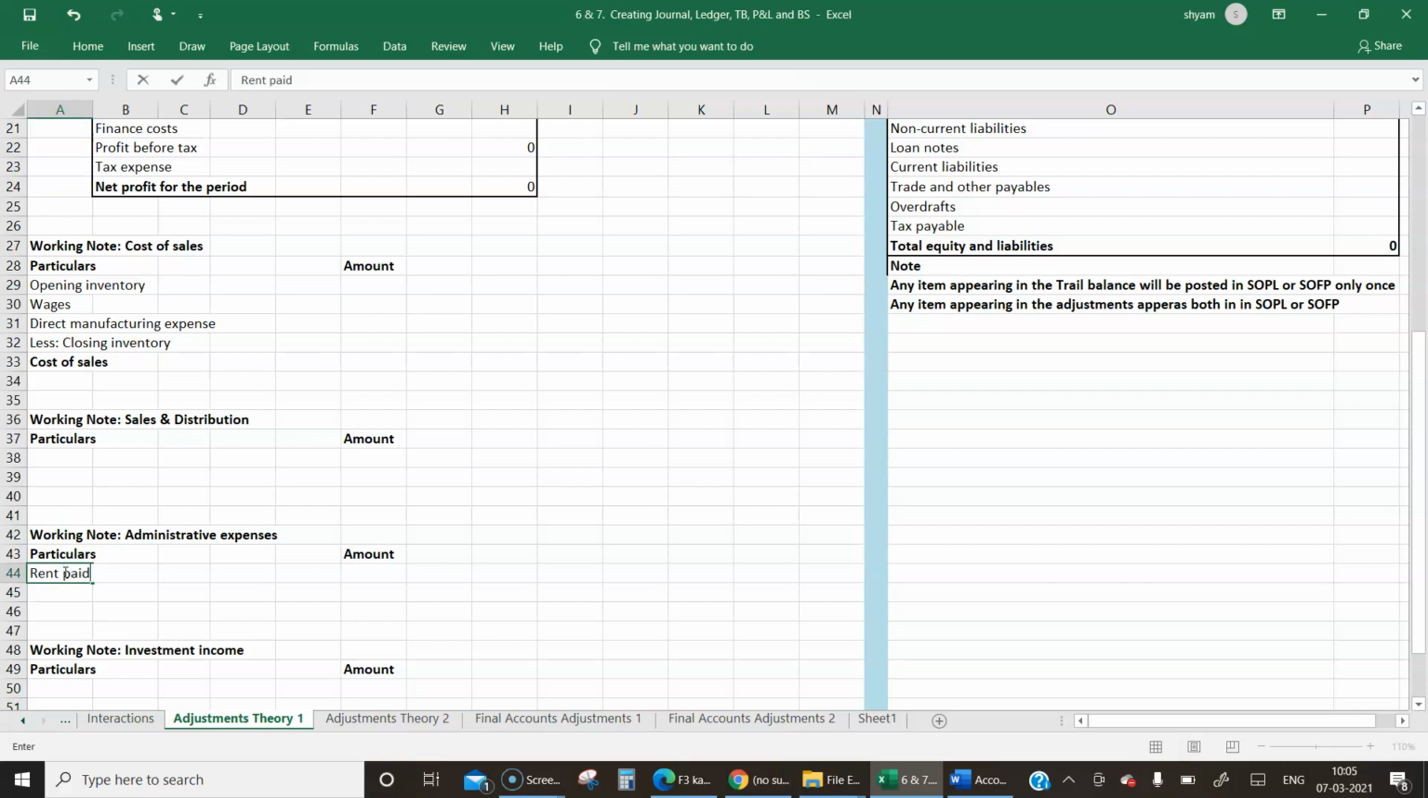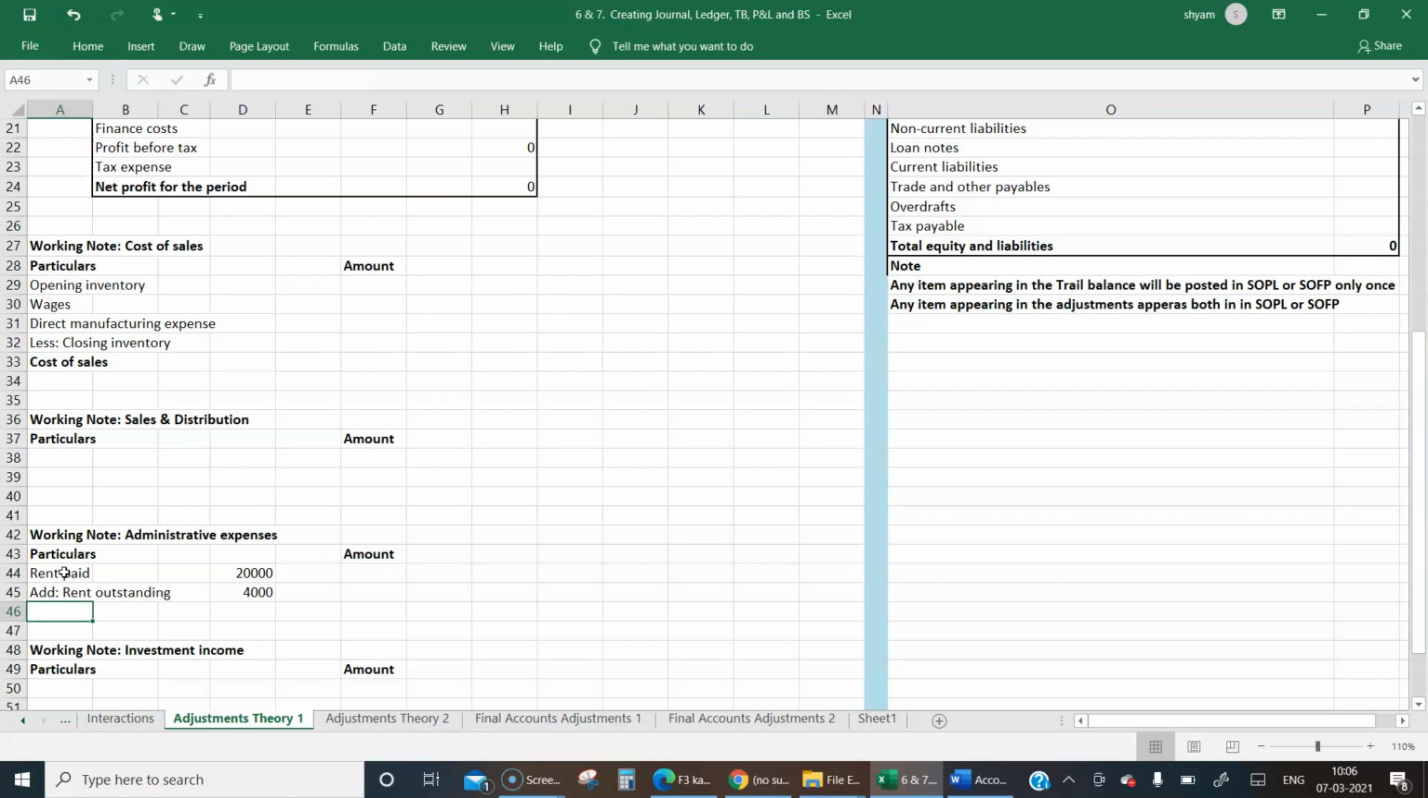Rent paid by the company is 20,000, and every month they have to pay 2,000. So 12 into 2,000 comes to 24,000, but they have only paid 20,000. So the balance 4,000 is rent outstanding.